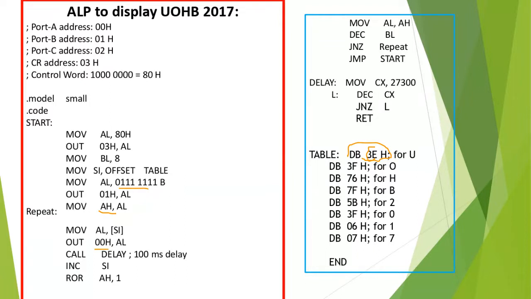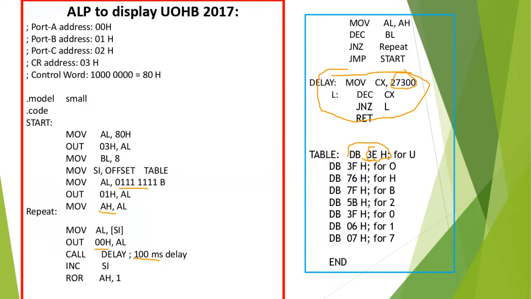Then, for example, we use a 100 millisecond delay between each character. So call delay, the 100 millisecond delay subprogram, we already know it. It is 27,300 for a 5 megahertz machine, like the one we actually use in the lab. If it is not mentioned, you can use this one. And if it is mentioned that it is an 8 megahertz or 10 megahertz microprocessor, what should be the value of n for the 100 millisecond delay? You have to find it.